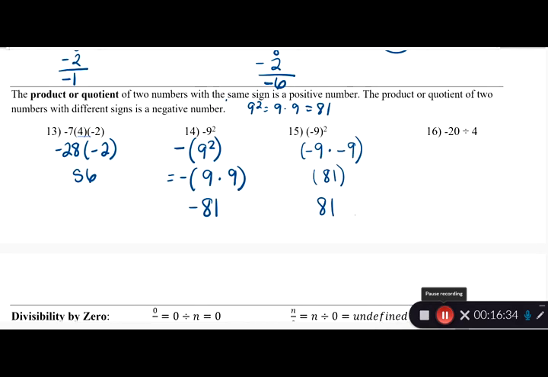Okay? Last one says negative 20 divided by 4. So 4 goes into a negative 20. And when you do long division, right, we think what times 4 would give me a negative 20? Well, it has to be a negative number because 4 is positive. So you would get negative, and 4 times 5 gives me 20, so the answer would be a negative 5.